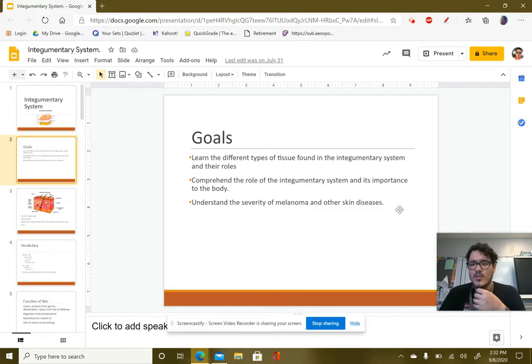Let's see what our goals are for the unit. Learn the different types of tissue found in the integumentary system and their roles. So, what are these tissues? What do they do? That's something that we'll talk more about in the next video. Comprehend the role of the integumentary system and its importance to the body. We'll start a little bit of that today, but that's something that's more prolonged. And then finally, understand the severity of melanoma and other skin diseases.